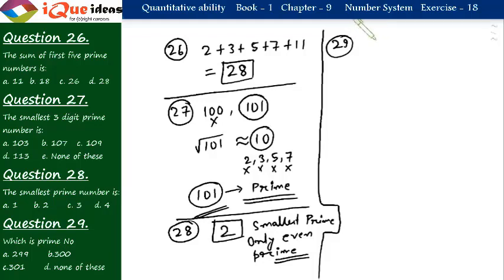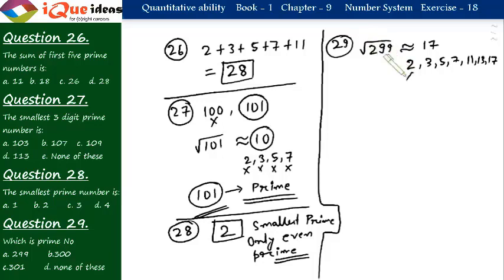Let's see, 299. What is the square root of 299? Approximate square root of 299 is 17. Consider 17 square is 289 and 18 square is 324. So the square root of 299 is approximately 17 point something. So we have to consider all prime numbers up to 17: 2, 3, 5, 7, 11, 13 and 17 itself. Is 299 divisible by 2?